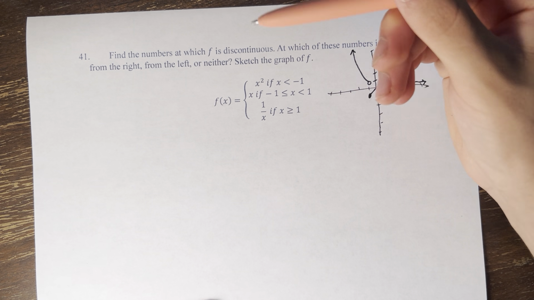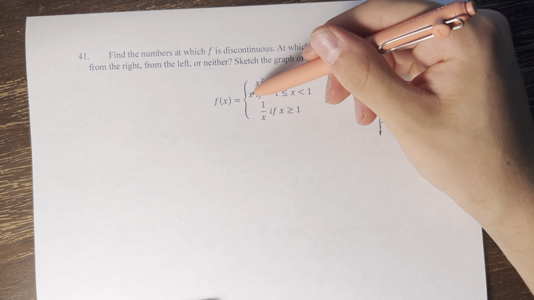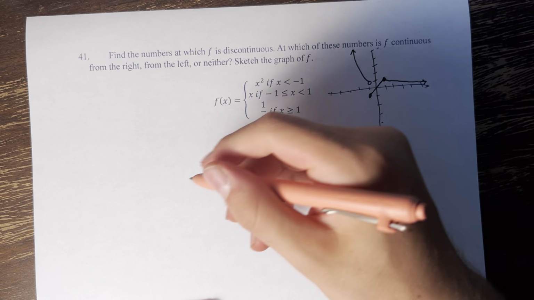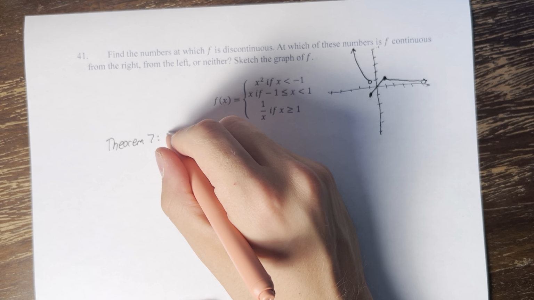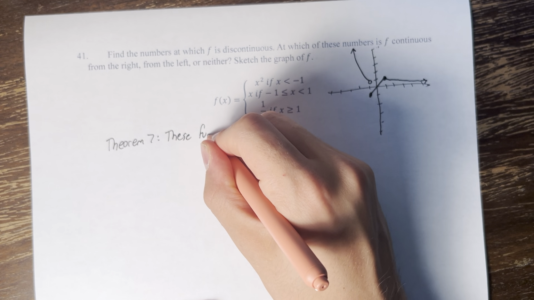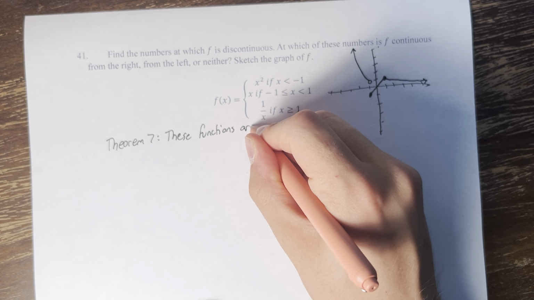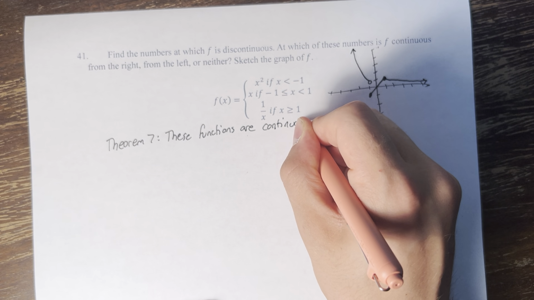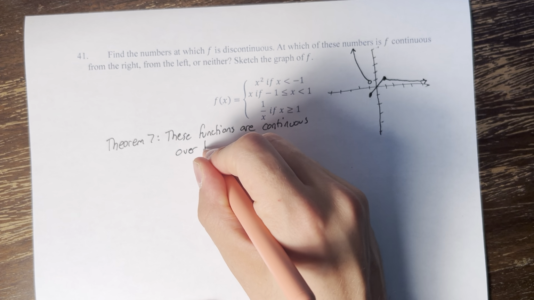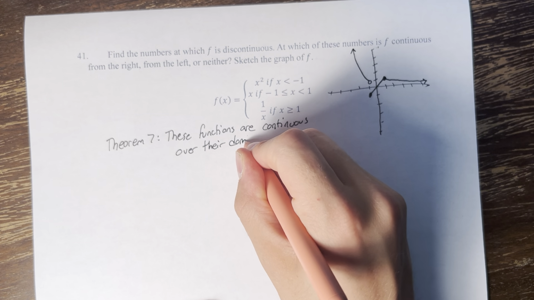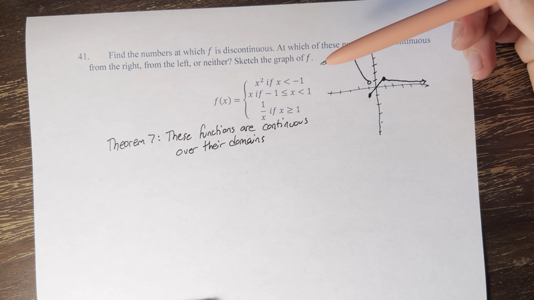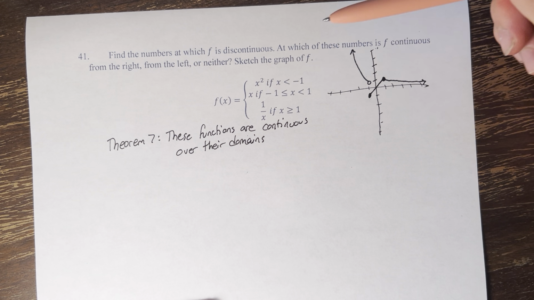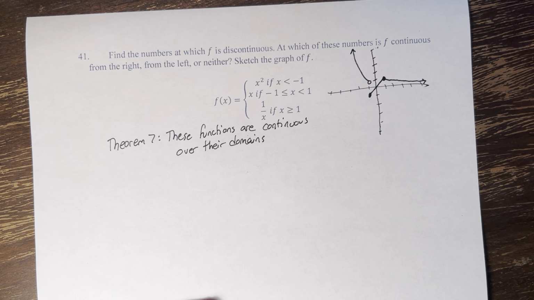So that's what we should expect to find from our math. And the way we think about this is we have three functions here. x squared and x are polynomials. 1 over x is a rational function. And from theorem 7, we can state that these functions are continuous over their domains. So we know that it is only at the points where we jump from one function to the other that we have to test continuity. So that happens at -1 and at 1.